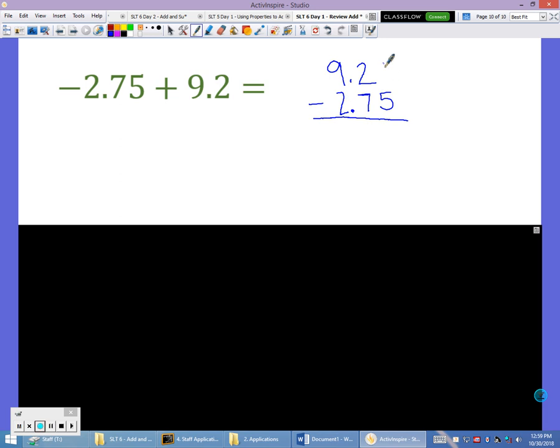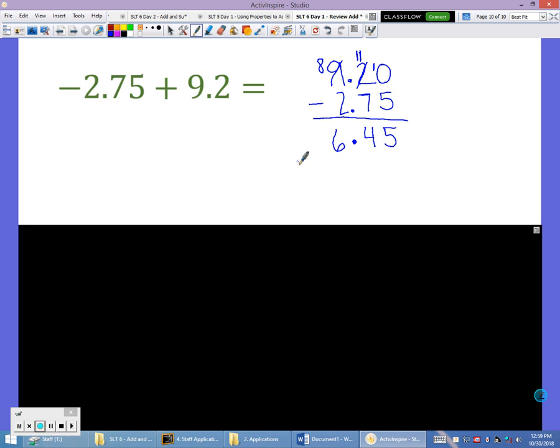Now I need to fill in any empty spaces with zeros, and then I can start my subtraction. I can't subtract 0 minus 5, so I'm going to rename one of these tenths here, or borrow. So now I have 10/100 minus 5/100 is 5. I can't do 1 minus 7, so I'm going to borrow a 1 or rename a 1. So now I have 11/10 minus 7/10 is 4/10. My decimal stays lined up so that my place values remain constant, and 8 minus 2 is 6.